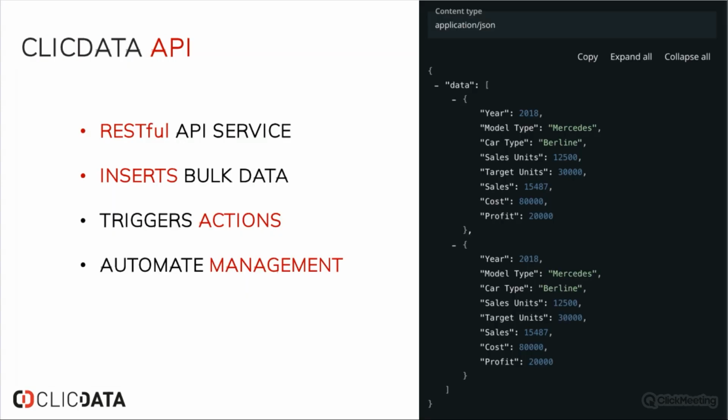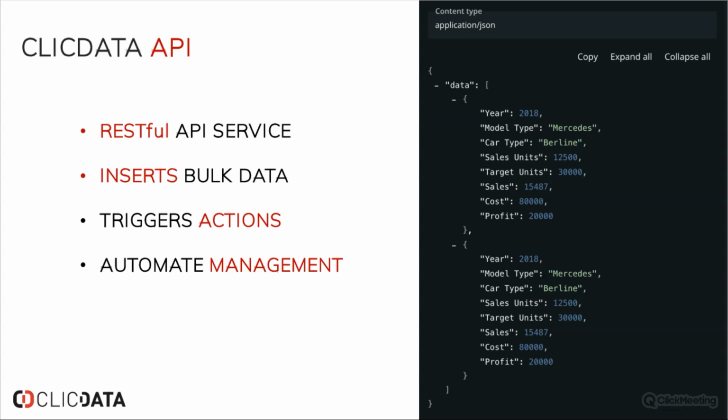The next feature I want to talk about is the API. API is also a very good feature that most of your applications have. API allows your development team to have more control over how they receive the data, and how they can go ahead and publish the data to different applications. ClickData does provide a RESTful API service.